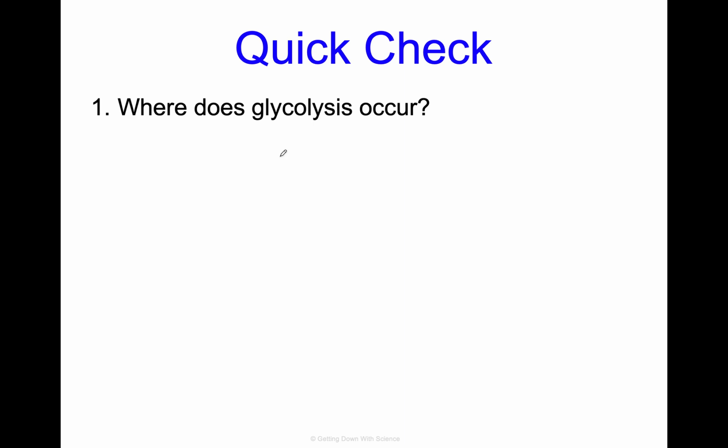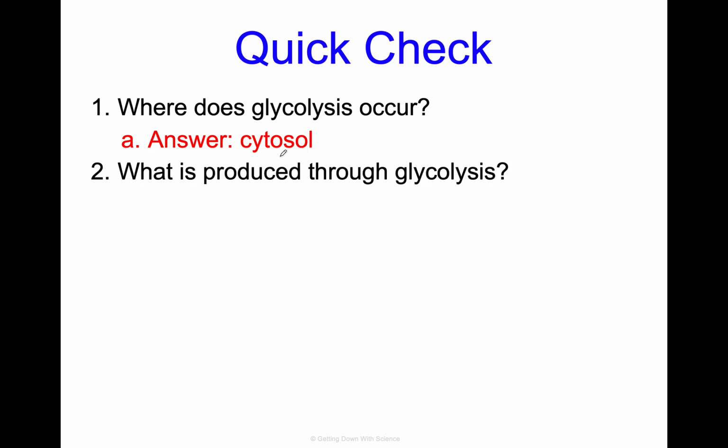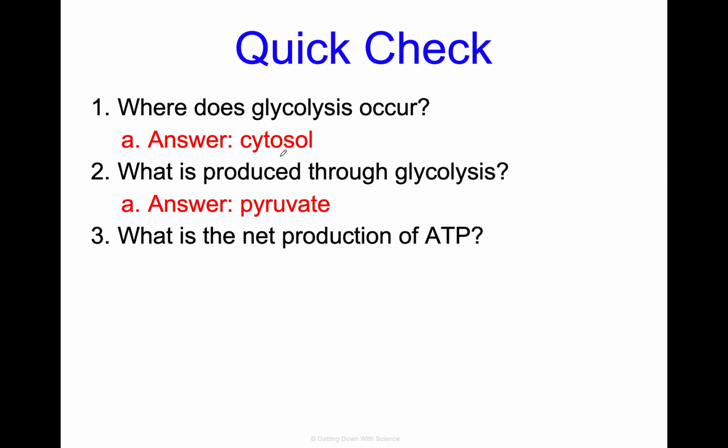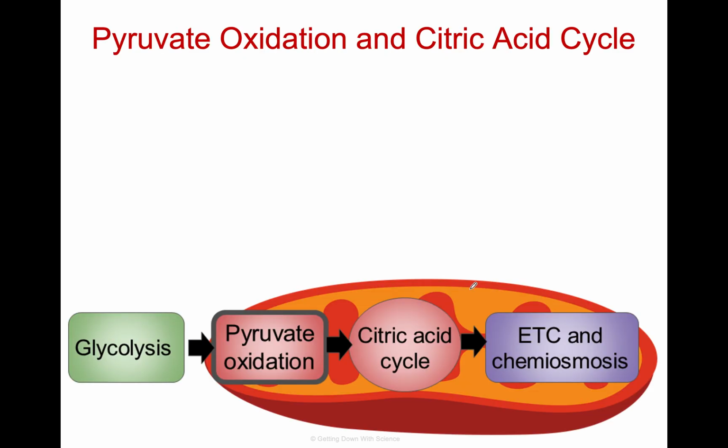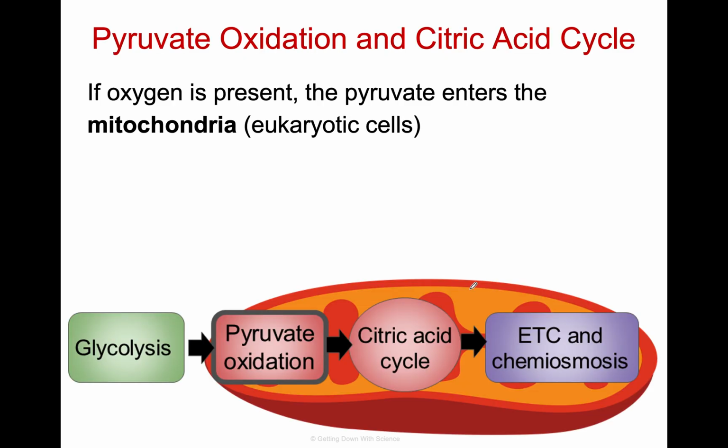Where does glycolysis occur? The astute scholar would know it, and the answer is the cytosol. What is produced through glycolysis? You may need to flip back in your notes for this. We got pyruvate. What is the net production of ATP? Again, you may need to flip back. 2 ATP. Fun fact, 2 NADH as well. Great. So let's take those products, go into pyruvate oxidation.